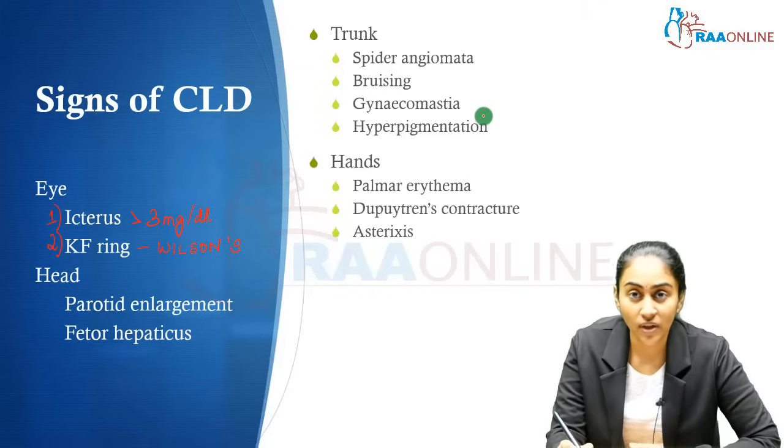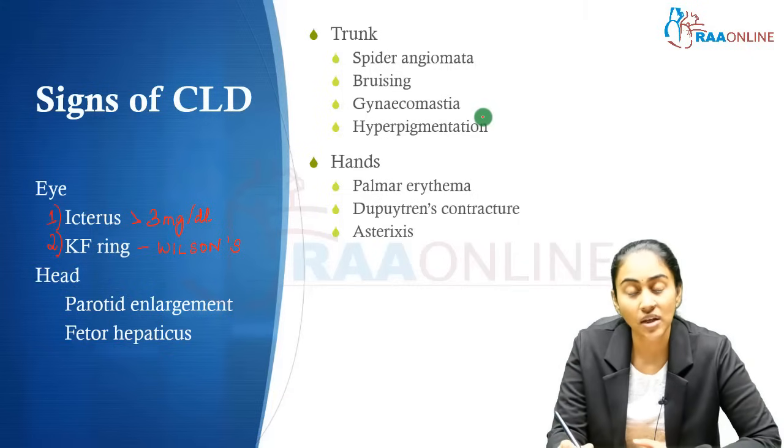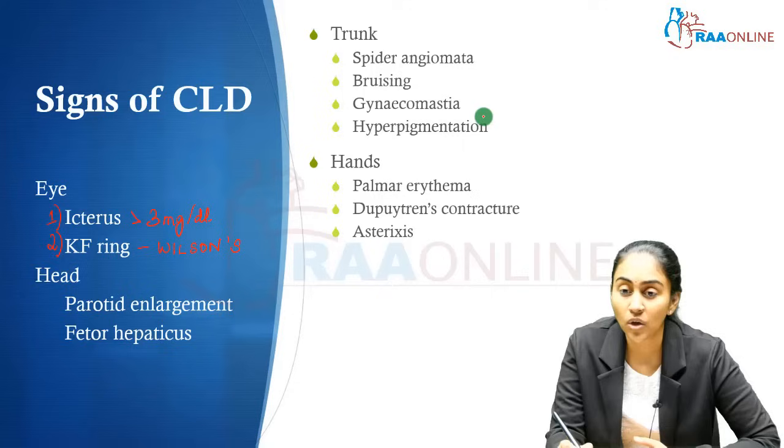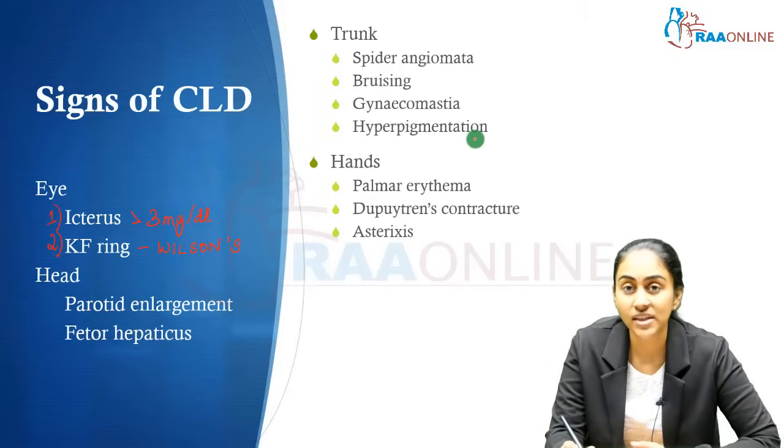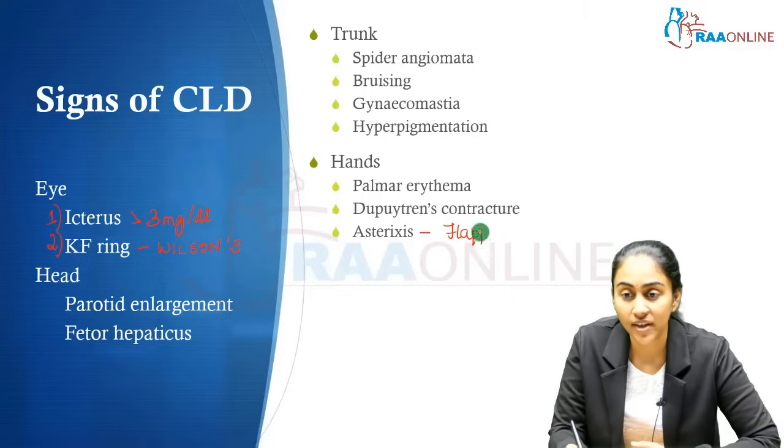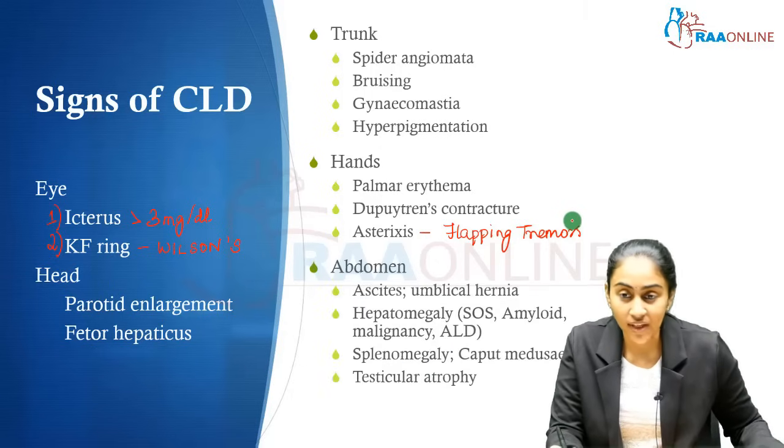In a patient with chronic liver disease, palmar erythema is something that is commonly seen. Dupuytren's contracture is seen in patients with chronic alcohol-related liver disease, and when patients have asterixis or flapping tremors, then we know that the patient is in hepatic encephalopathy. So, these are the things which we look for in examination.